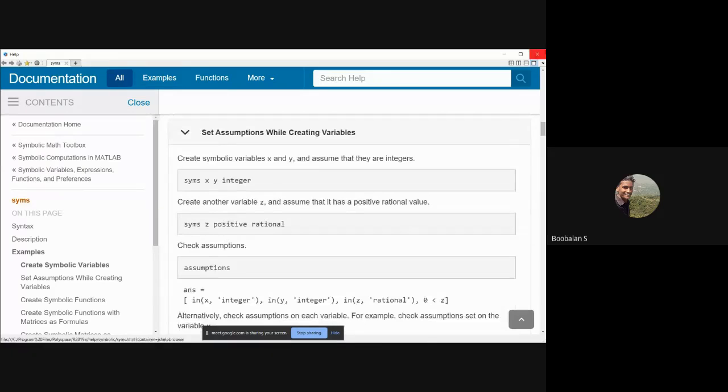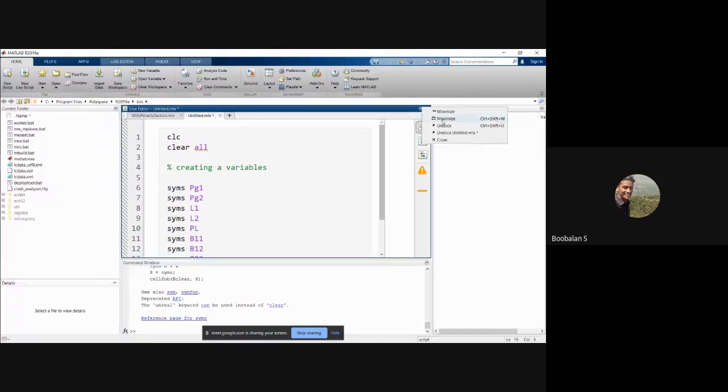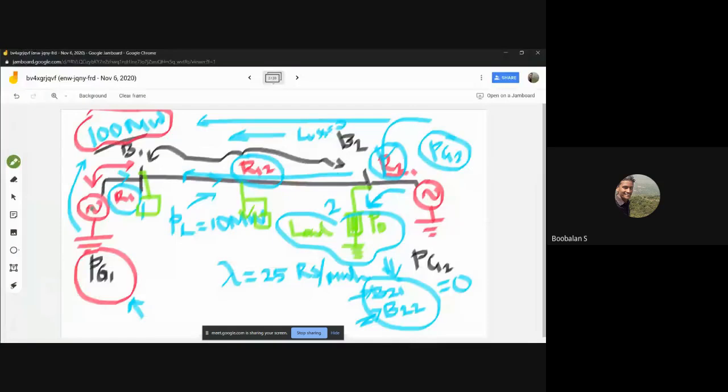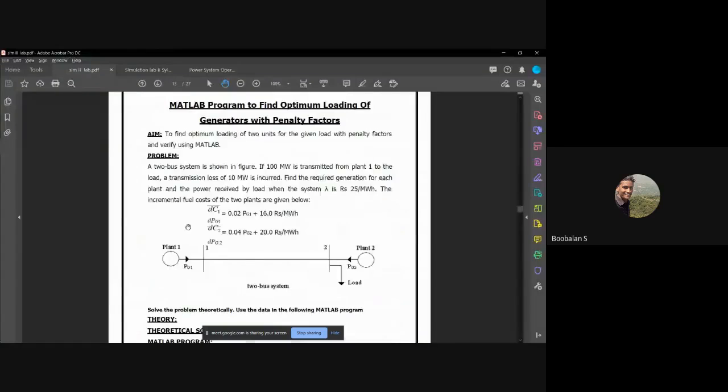Okay. And we'll continue, right? Next we need to create the incremental fuel cost functions. What are the equations, right? In our given problem, the equations should be on the slide. So dC1 by dPG1, this is the incremental fuel cost, right?